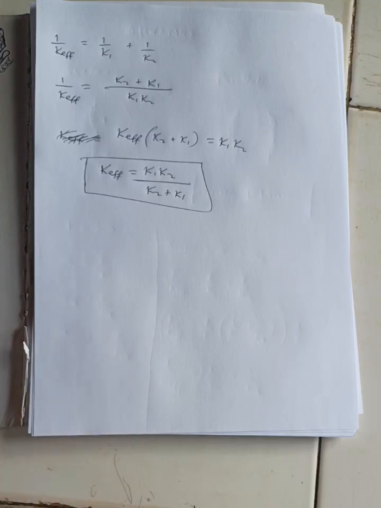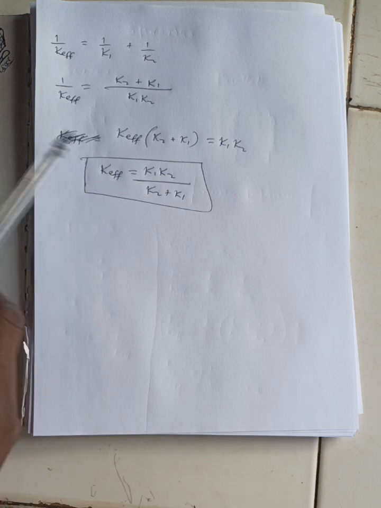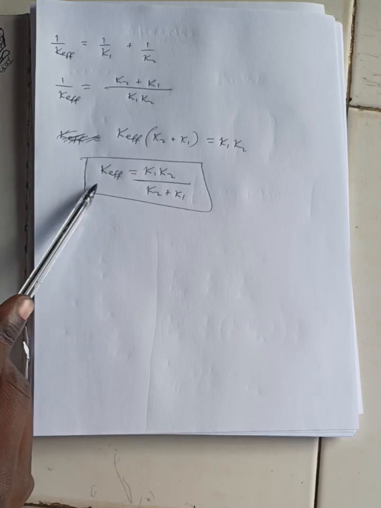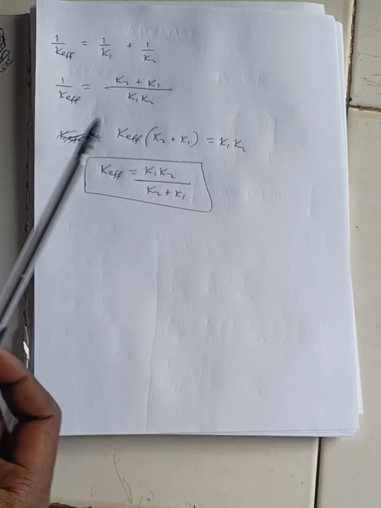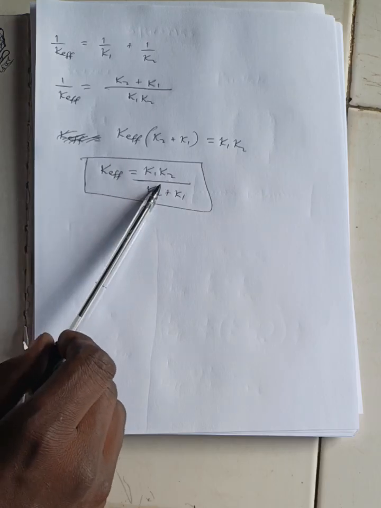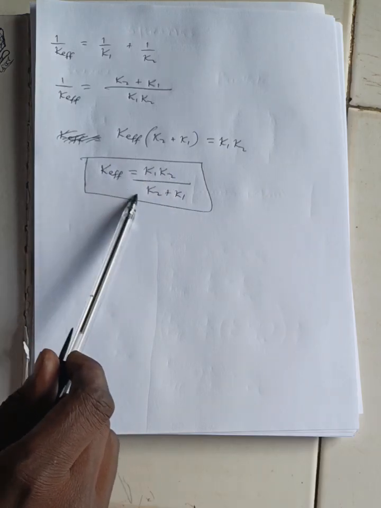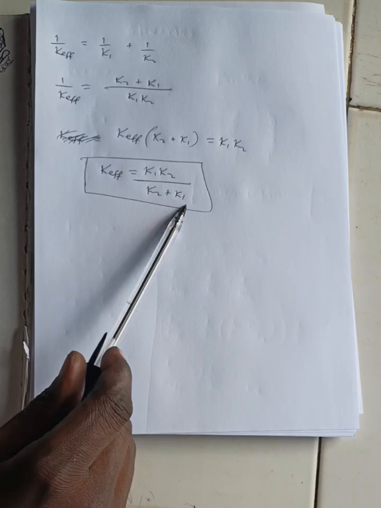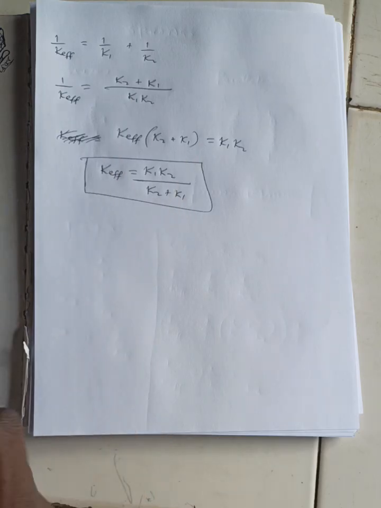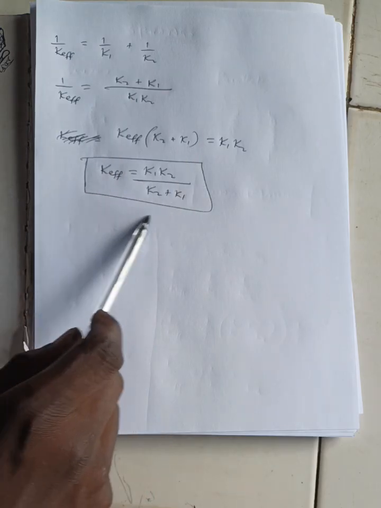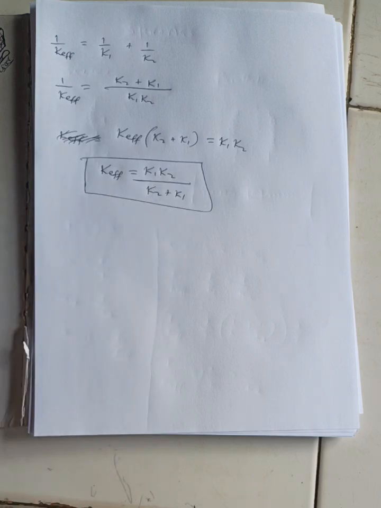If you are using springs that are connected in series, not parallel, this is the formula used to find the effective spring constant. You can have more than 2. If you have more than 2, for example 3, it will be K1, K2 multiplied by K3 over K2 plus K1 plus K3. So yeah, this is the formula you need for that.